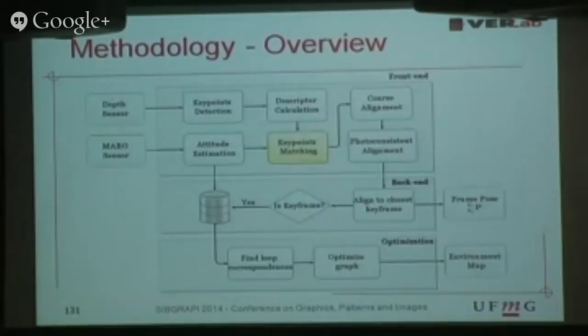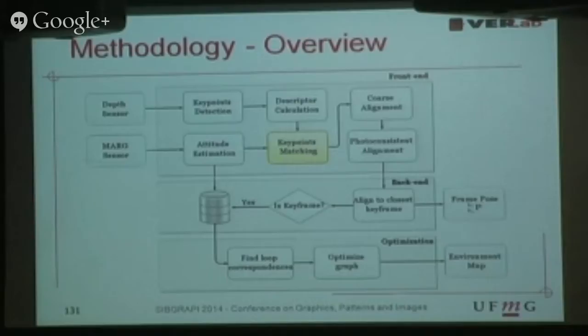So the framework that was designed was basically this. You have your depth sensor, the Kinect. We mounted this IMU on top of it, so it's slightly smaller, and the IMU sensor. From this, you get your key points and you compute your descriptor. Guess which descriptor we used? You guessed it right, we used our descriptor. And then you perform the matching, you obtain the cross alignment, and of course, you do the photoconsistent alignment to get things in shape.